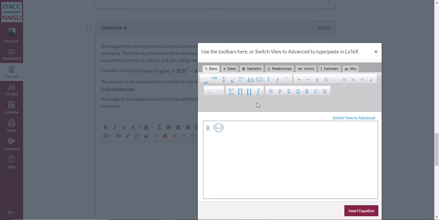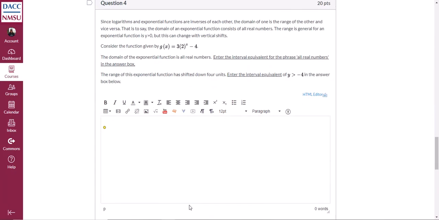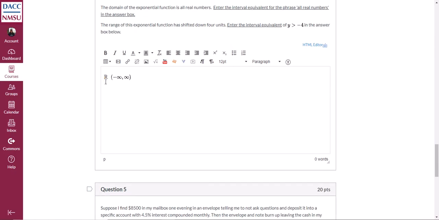negative infinity. So let's find our infinity. That's probably a miscellaneous. And I'm blind, so I don't see it. There it is. Negative infinity to infinity. So either one would be acceptable. The fancy R for the all real numbers or the interval notation. I do prefer the interval notation.